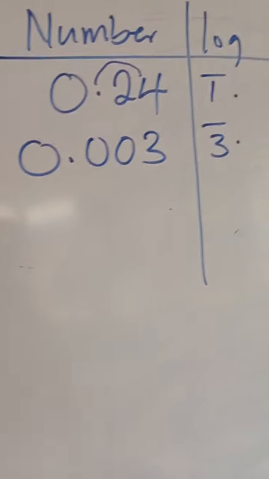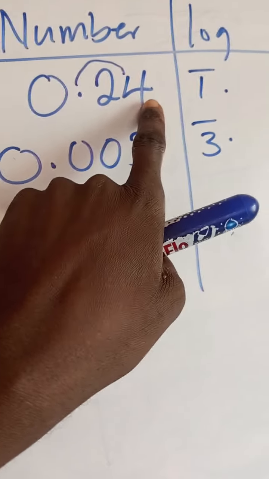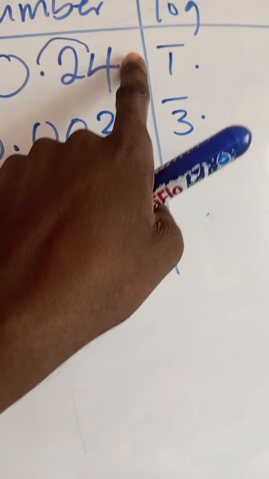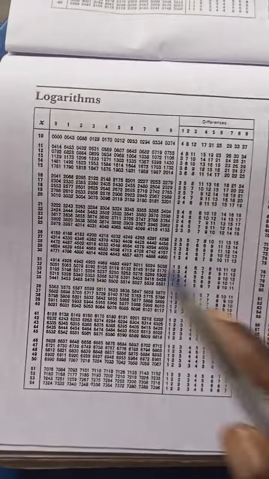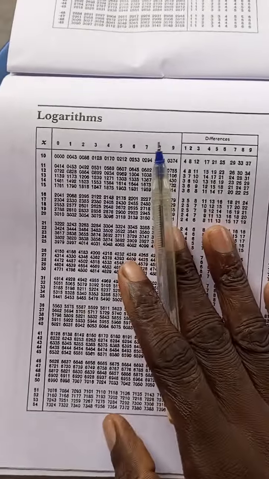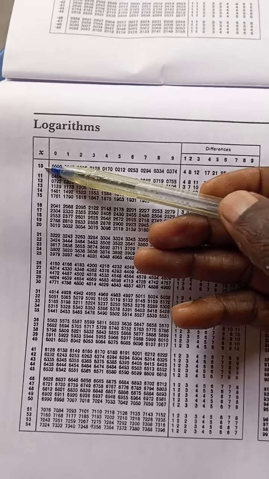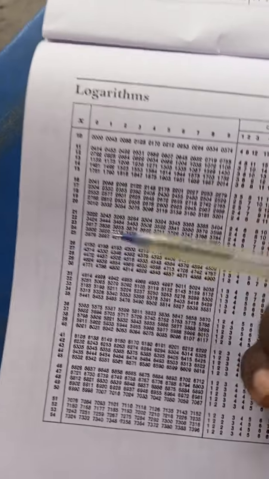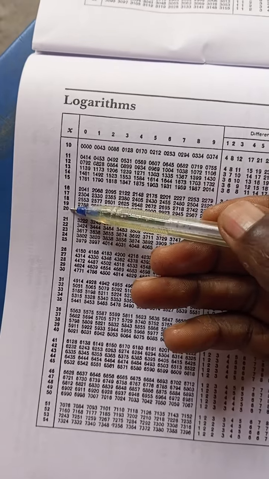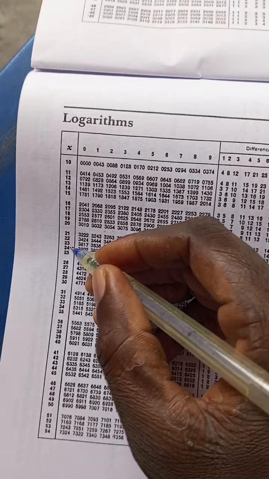Now looking at it, this is what we are going to look at. This is 24 under 0. There's nothing here, you ignore this. So this is the logarithm table. Then we are going to look at 24. You can see that this starts from 10. So we'll go to 24. You see, this is 24.